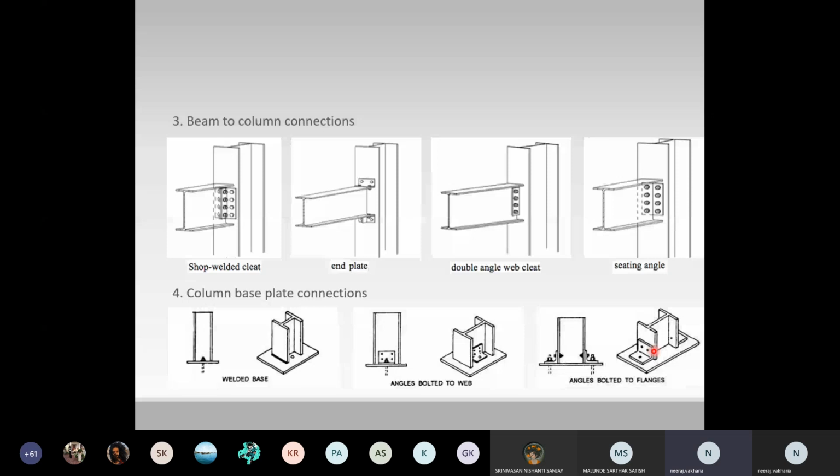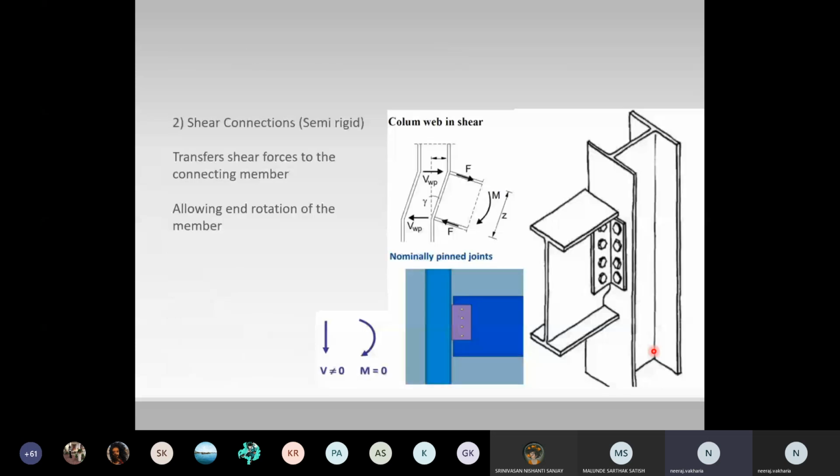So this is pretty much it about the connections. There are going to be numericals and the design of these connections, which I hope Bhargav joins soon so that we can go through them as well.